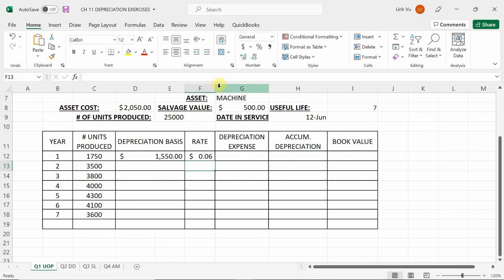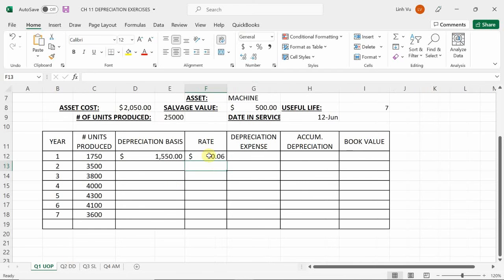0.062. I'm going to expand this because, yes, it is 0.062. Okay. So now that I kind of gave you the next step, how do I solve for my depreciation expense?